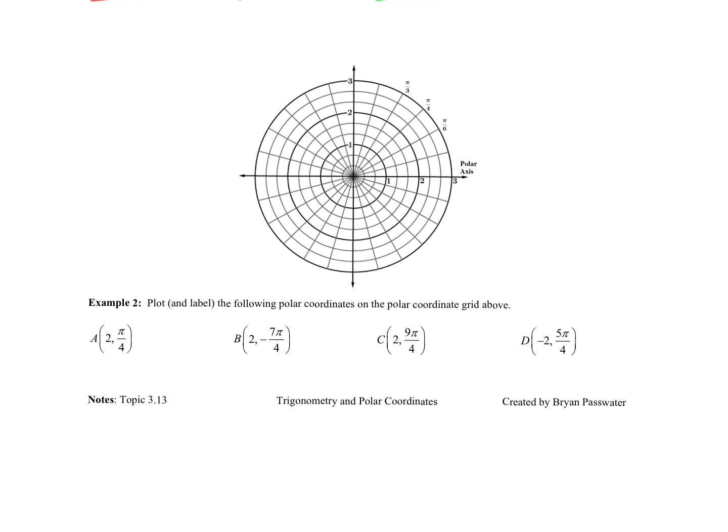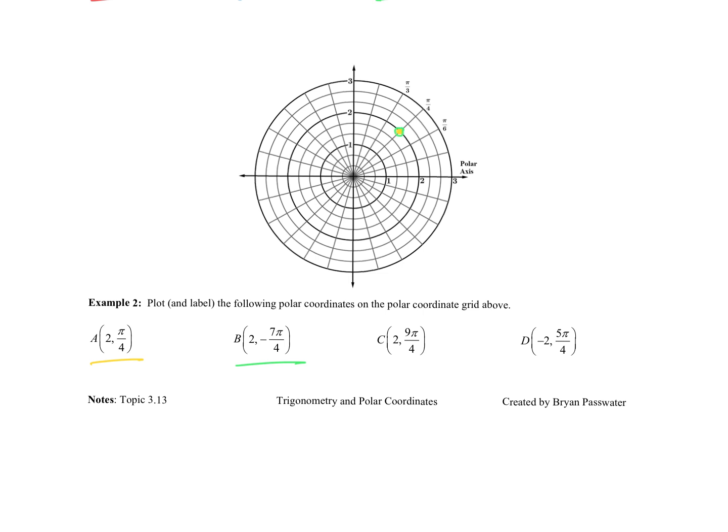And so now we have 2 comma pi over 4. And so where do I need to go first? At pi over 4. And so then I go out how much? 2. So I'm right here. And then this next one I have 2 comma negative 7 pi over 4. Well, where is negative 7 pi over 4? That's the same thing as pi over 4, isn't it? And so now I go out how much? 2. Well, what do we notice? It's the same one. All right, let's do it again.